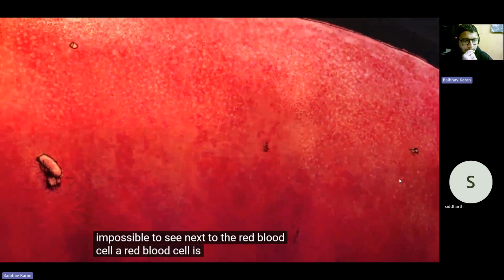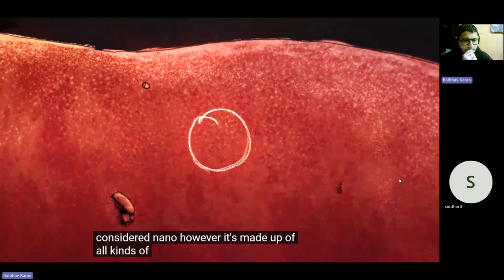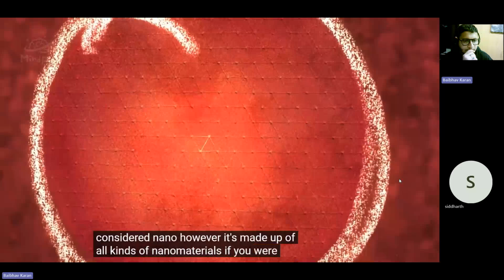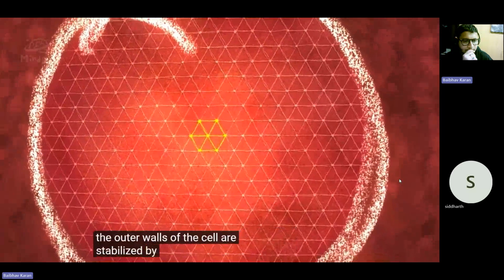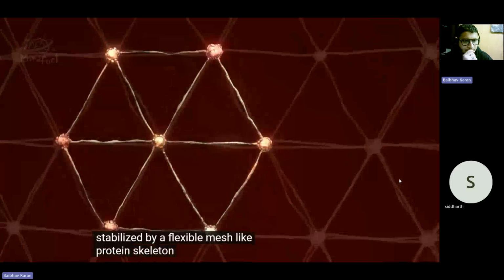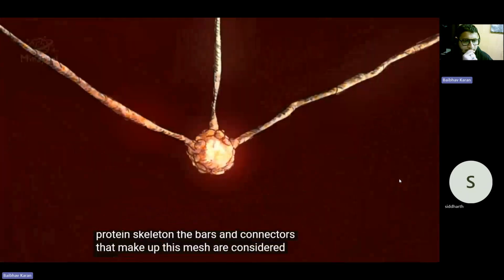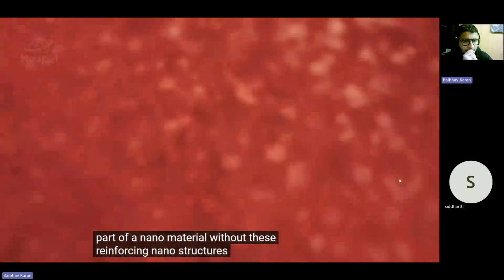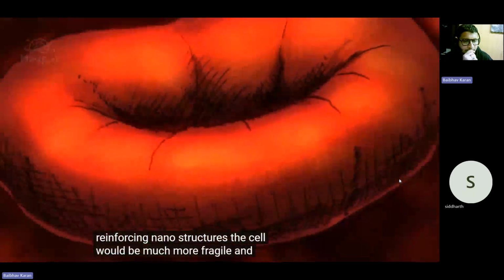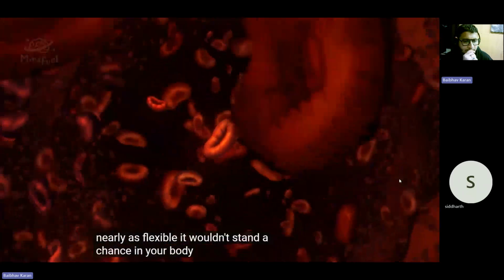A red blood cell is too big to be considered nano. However, it's made up of all kinds of nanomaterials. If you were to look close enough, you would see that the outer walls of the cell are stabilized by a flexible, mesh-like protein skeleton. The bars and connectors that make up this mesh are considered part of a nanomaterial. Without these reinforcing nanostructures, the cell would be much more fragile and not nearly as flexible. It wouldn't stand a chance in your body.